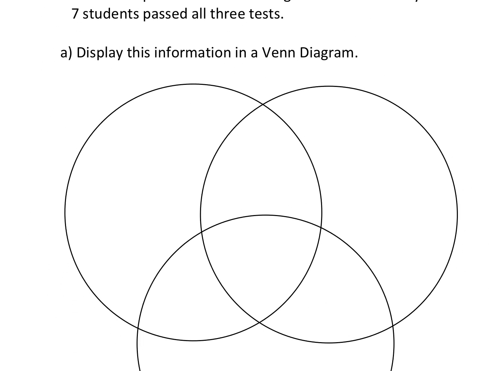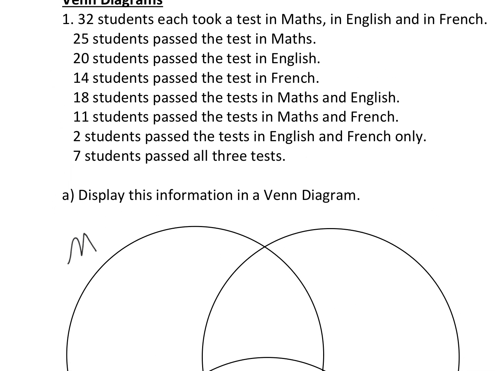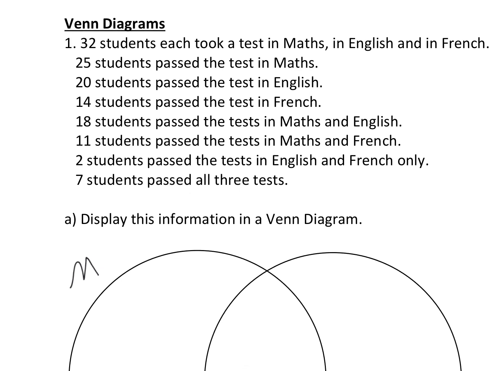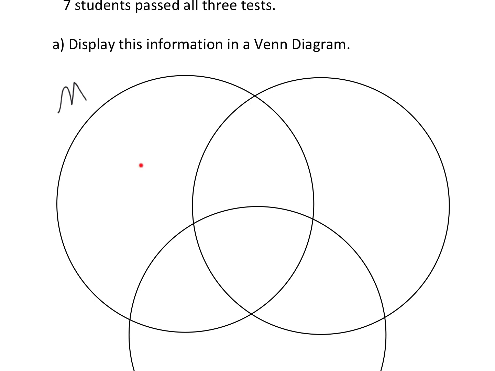That first circle there, I'm going to call that M for maths. Now it says that there were 25 students who passed the test in maths. Now 25, you just think put 25 in the maths circle. However, the circle is broken up into 4 different sections, and actually the 25 represents the full circle. So the 25 cannot go in because, for example, this section means maths on its own because there's no other circles overlap with it. Let's call this one English.